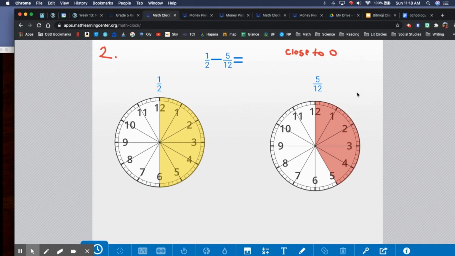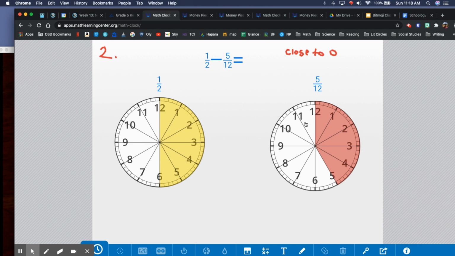Okay, so here's number 2. What I have here is the two fractions, 1/2 minus 5/12. It's really important that we remember what operation we're using. In this case, we're using subtraction. I already have everything laid out here. I have half of a clock, broken up into twelfths, but I just shaded in half. And on this clock I've shaded in 5/12, because that's exactly what our expression is. So 1/2 minus 5/12.